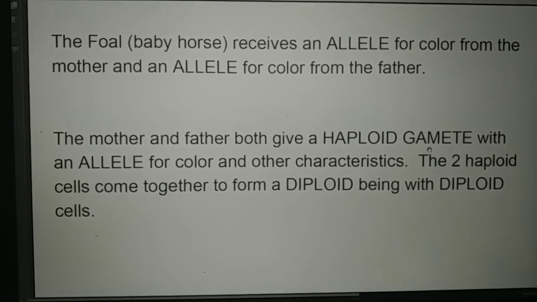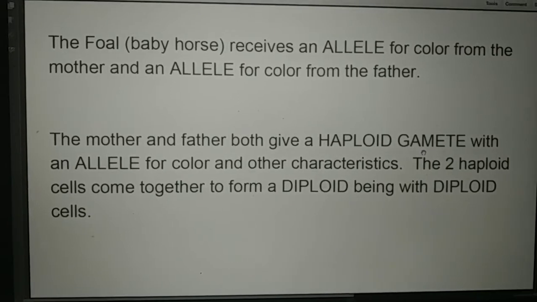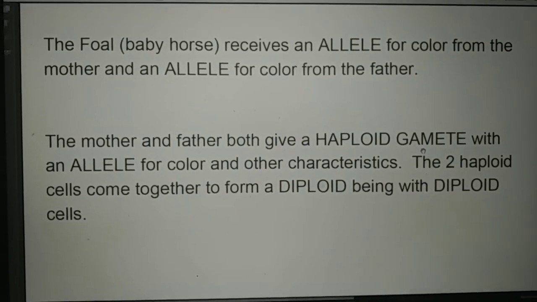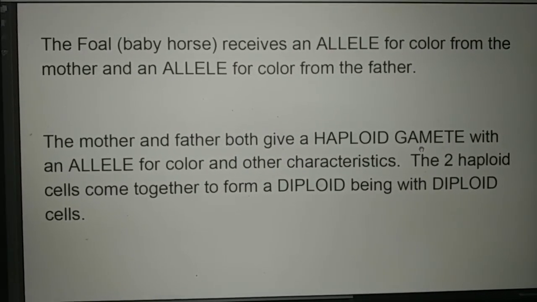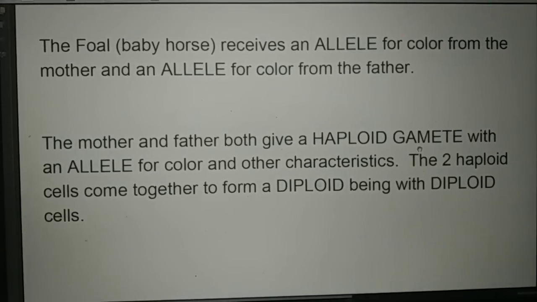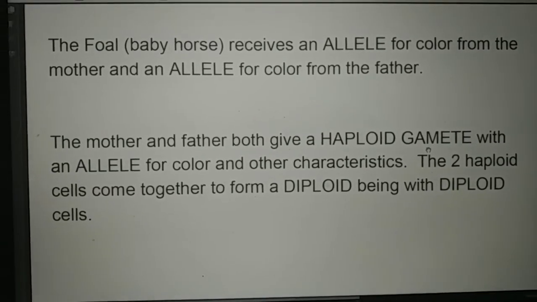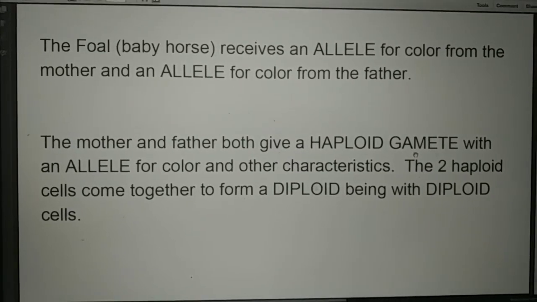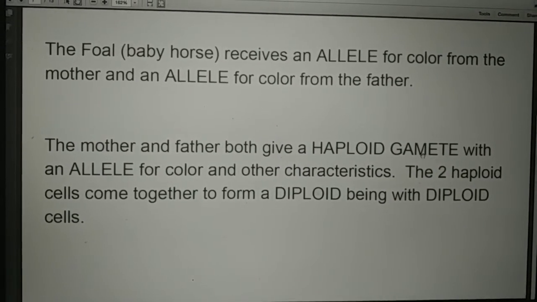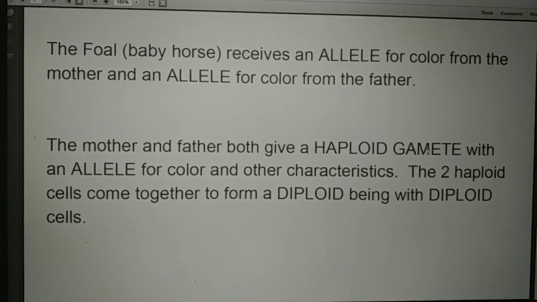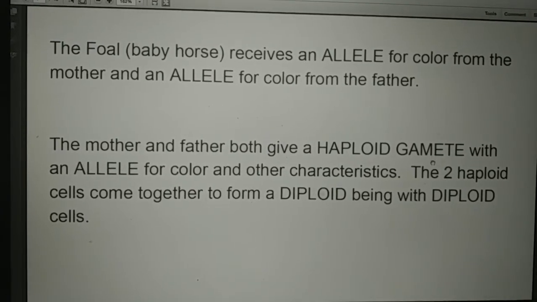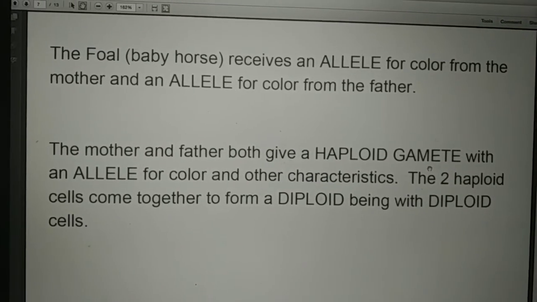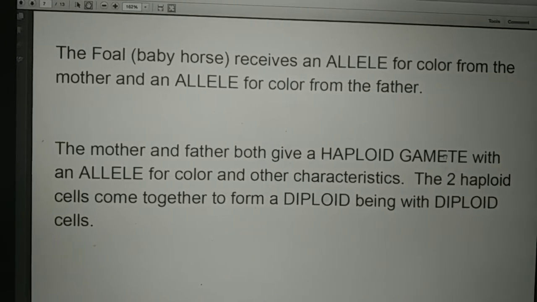So what's a gamete? Let's think back to plants now. A gamete in plants is going to be pollen, which is the male gamete, or the ovule, which is a female gamete. In animals, it would be an egg or a sperm. Those would be gametes. It's a cell of sexual reproduction. So the mother and the father are going to give an egg or a sperm, or in the case of plants, pollen or ovule. So that's the gamete.